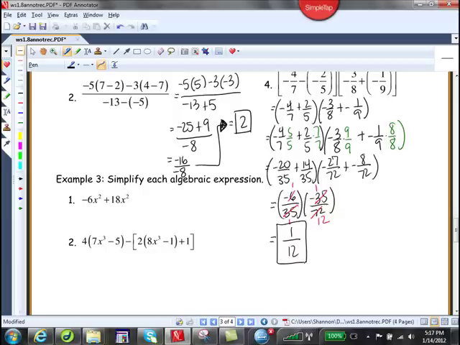So let's take a look at example 3. Why don't you go ahead and try example 3 and see how you do. Okay, so here we have like terms because we have the same variable x raised to the same power, which is a 2. So we just need to combine the negative 6 plus the 18. So we'll get 12x squared, and we're all done.